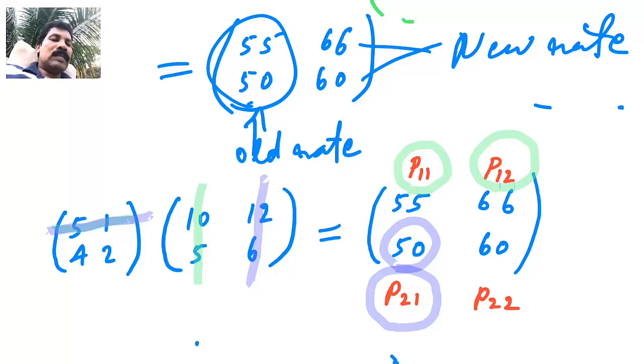Then in order to get the P21 position, that is in order to get 50, what we have to do is, here 2 means second row of the first matrix, then 1 means first column of the second matrix. Then in order to get this P22 position, that is 60, here 2 means second row of the first matrix, and again 2 means second column of the second matrix. We have to multiply respectively.